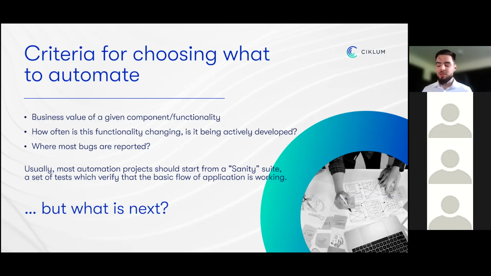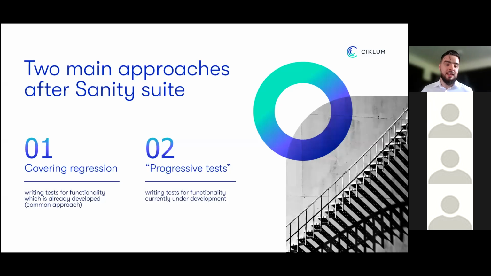So what to do next? Where should we focus next? There are two main approaches after covering the sanity or smoke suite. The first of them is covering the regression. So this is writing tests for functionality which is already developed.